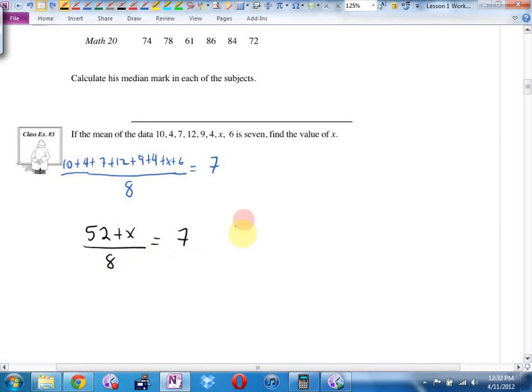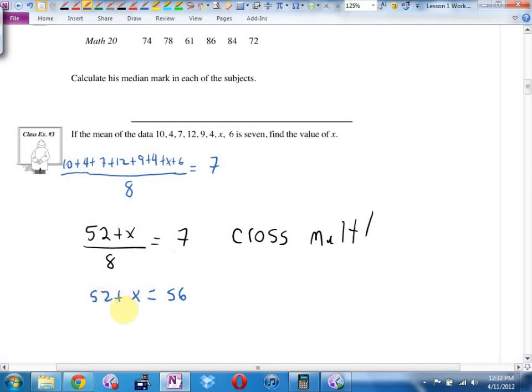Let's make a little note here. It's going to be 7 times 8, which is 56. And it's going to be 1 times 52 plus X because there's a 1 on the bottom here. You know what 1 times 52 plus X is? Just plain old 52 plus X. Yes? You with me?